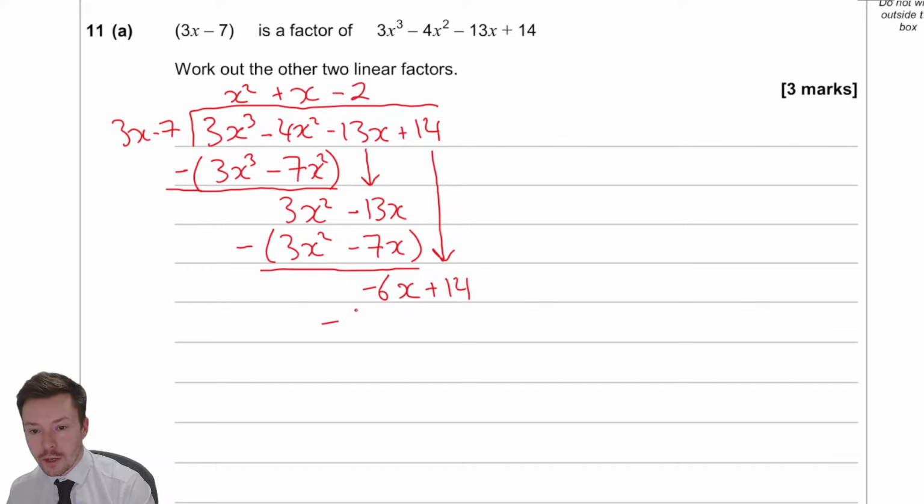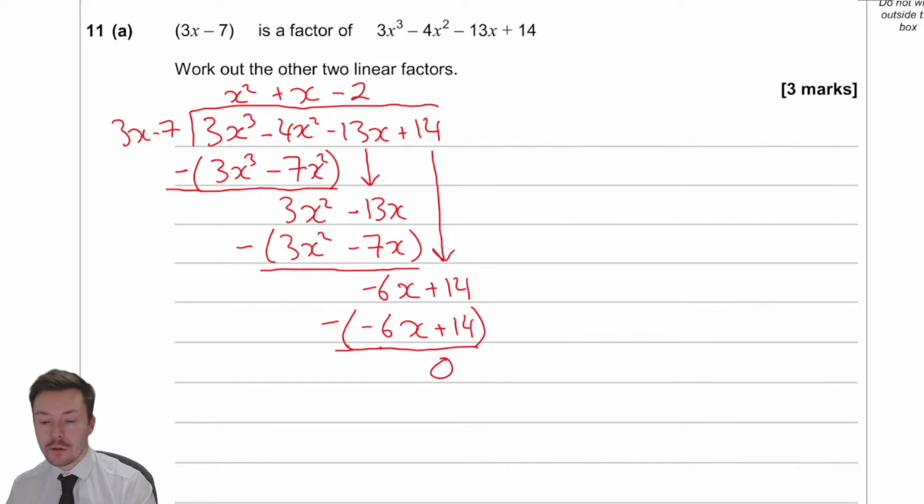And we're going to subtract minus 2 times 3x is minus 6x. Minus 2 times minus 7 is plus 14. And we're going to get an answer of 0 when we subtract all of this. That's what we want, because then we know it goes in exactly.